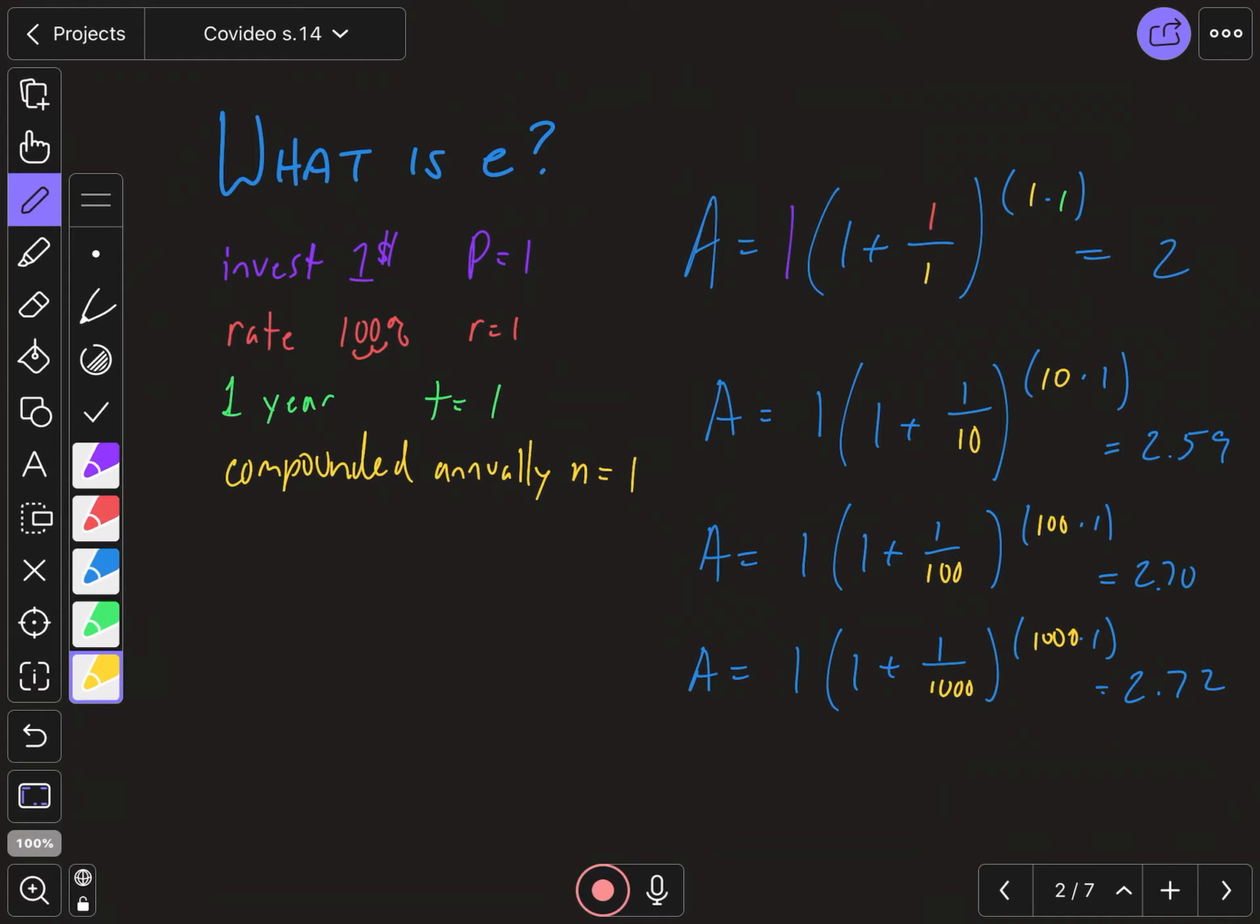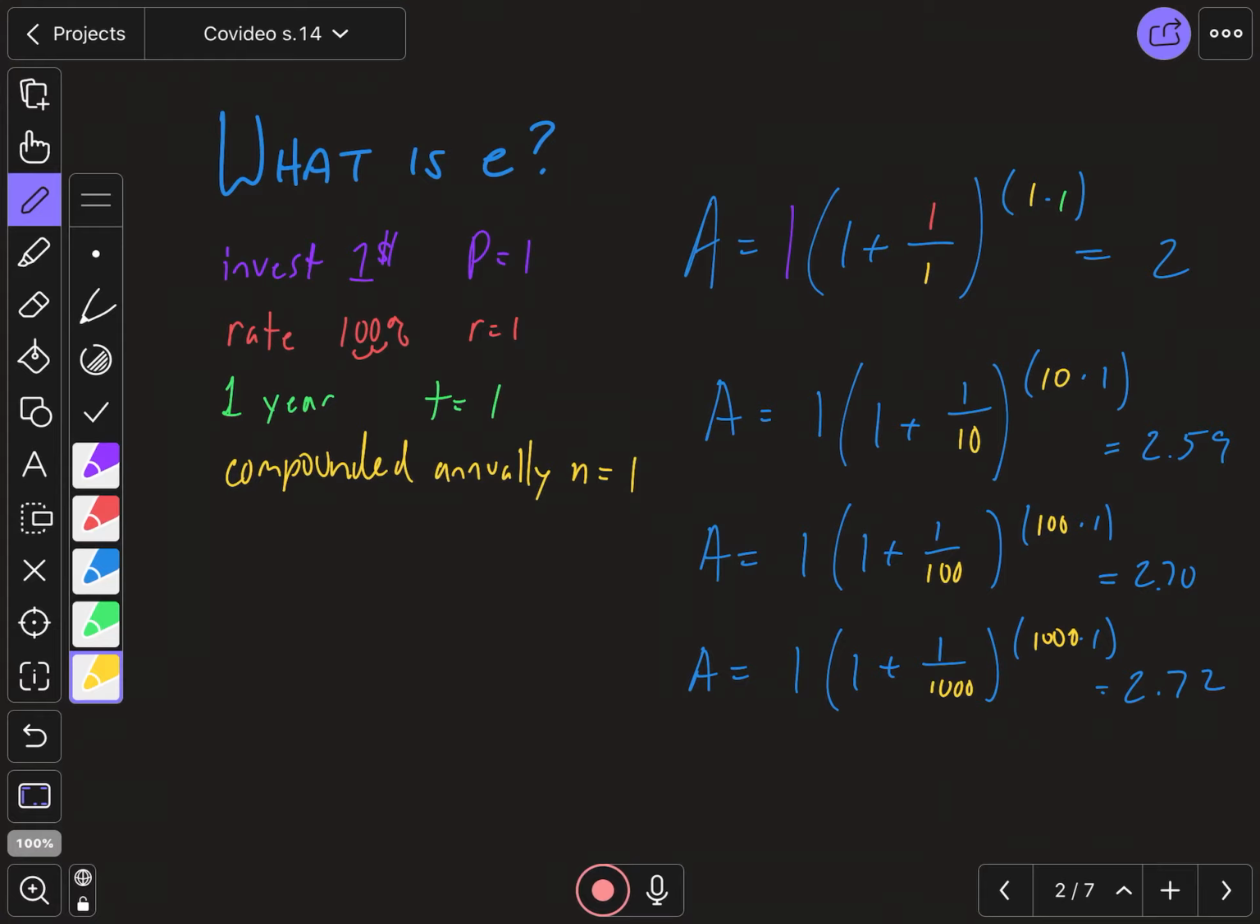So that's where e came from, that idea of what happens if we compound it so fast that we can't even think about how many times per year, just little milliseconds over and over and over again, but we just get little tiny chunks of that interest each time, that there's a limit to what e becomes.